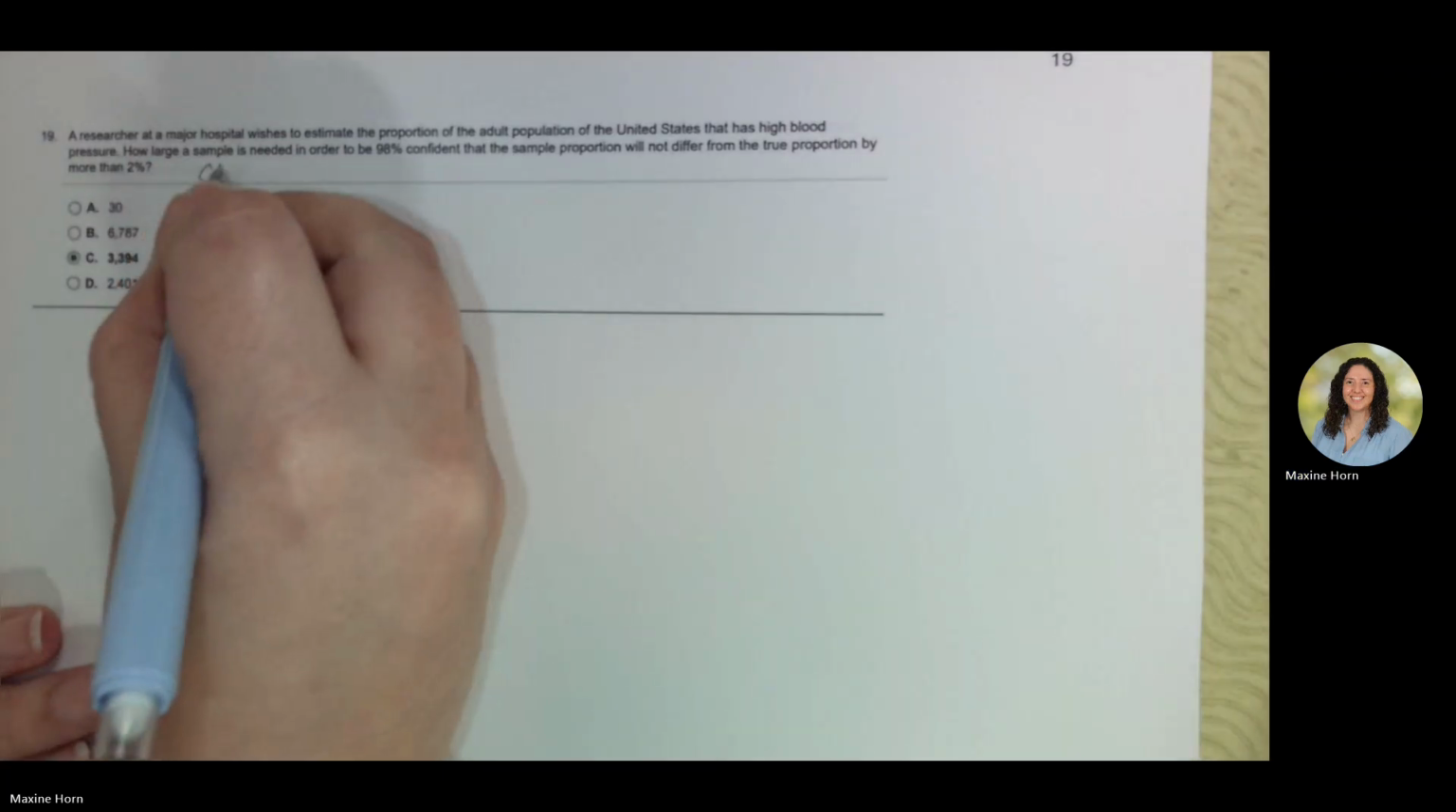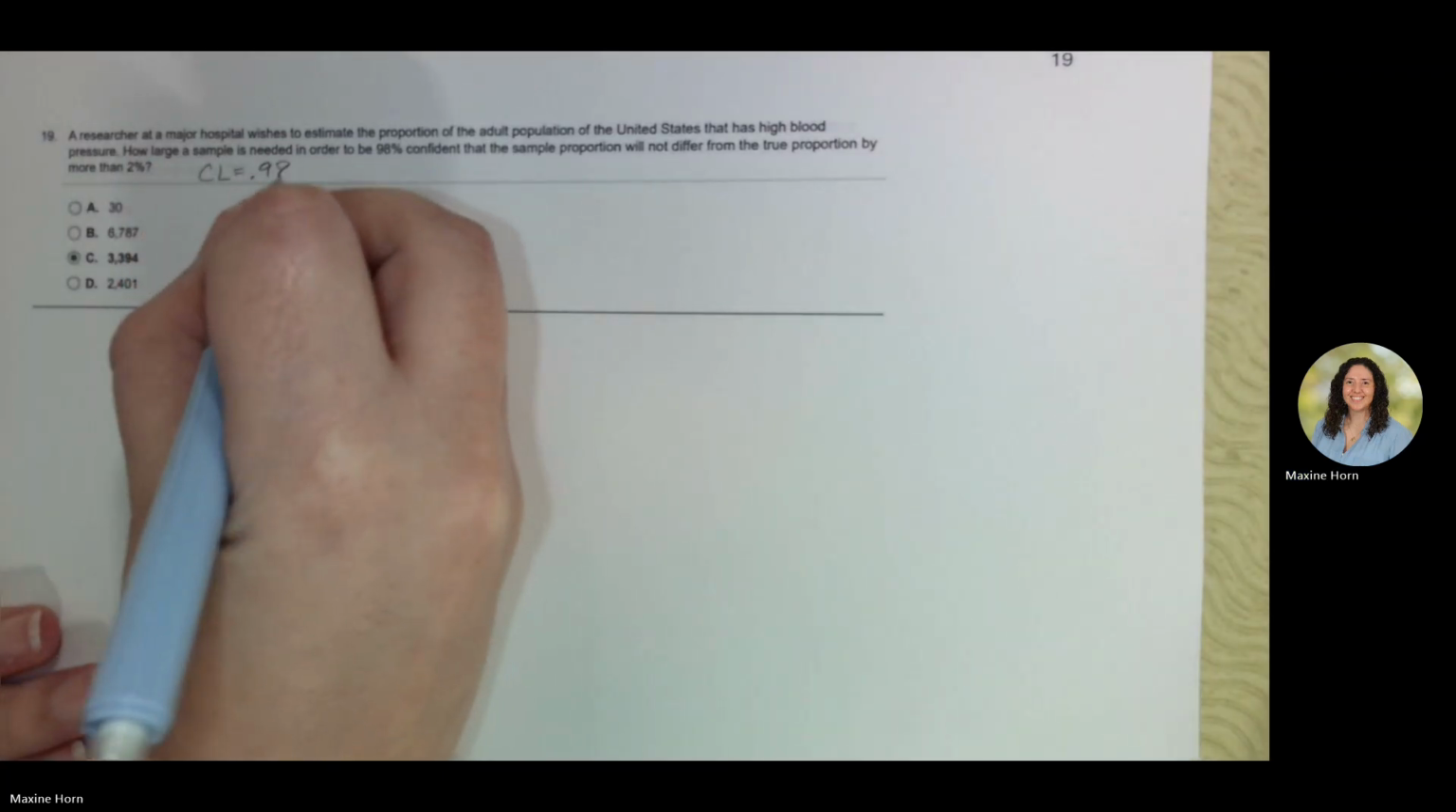All right. A researcher at a major hospital wishes to estimate the proportion of the adult population of the United States that has high blood pressure. How large a sample is needed in order to be 98% confident that the sample proportion will not differ from the true proportion by more than 2%? So my margin of error here is 2%.